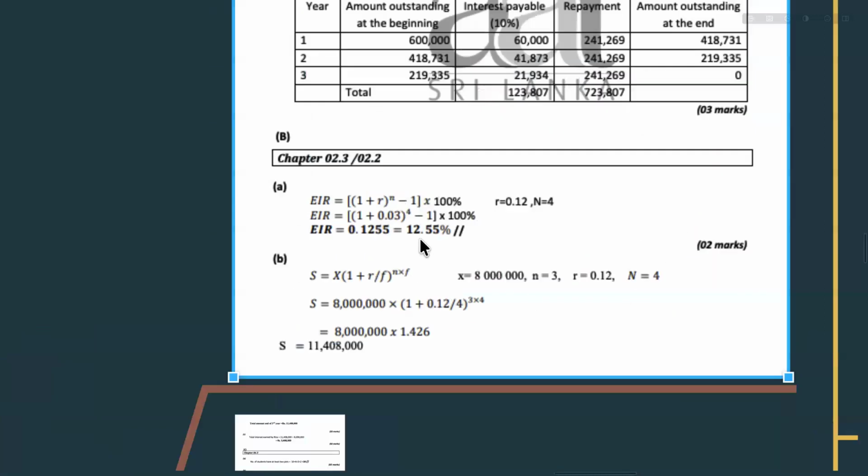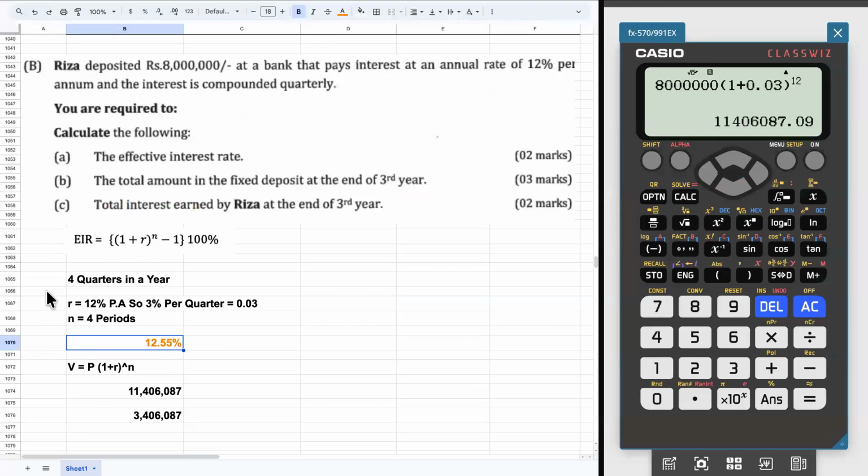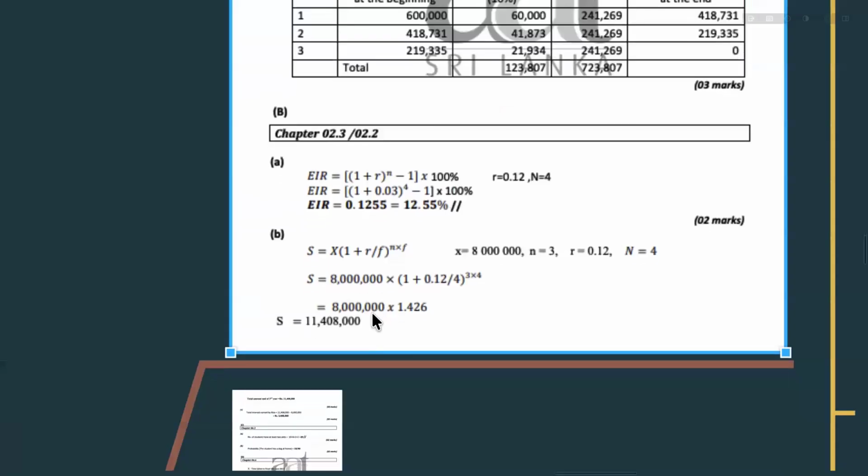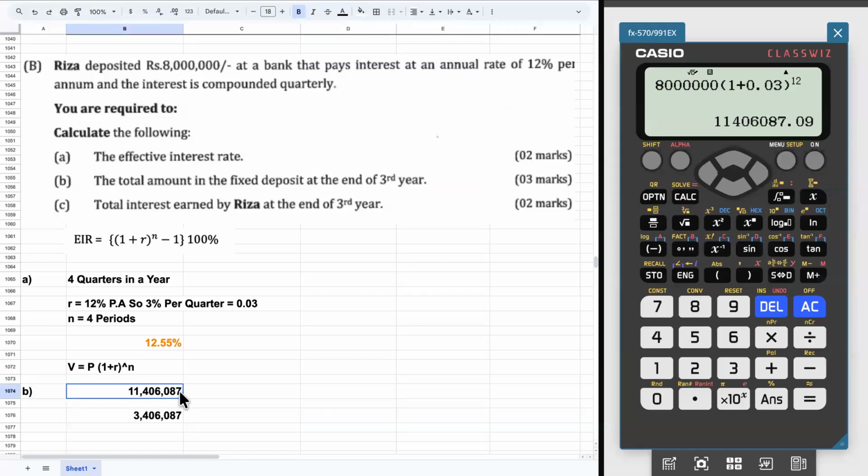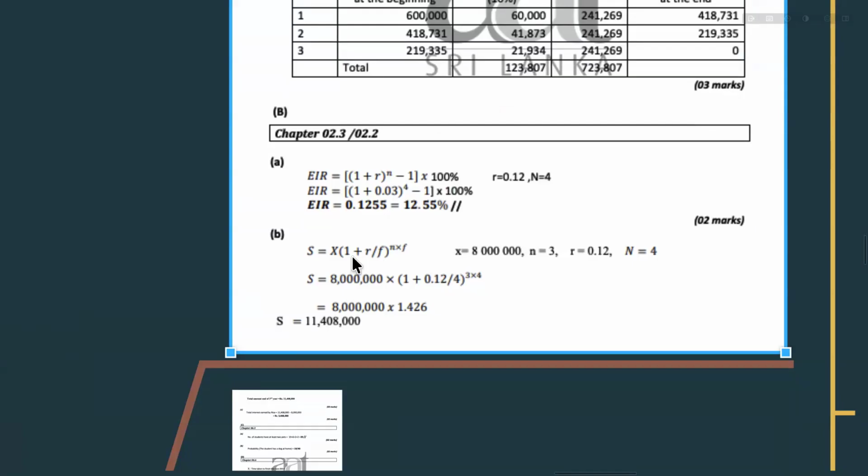The effective interest rate is 12.55 percent. That's what we have calculated. So our A question is correct. And let's see the B question part. It is 11,406 something, because they have rounded off. We didn't round it off, but the idea is the same.